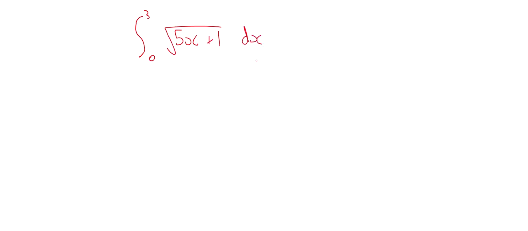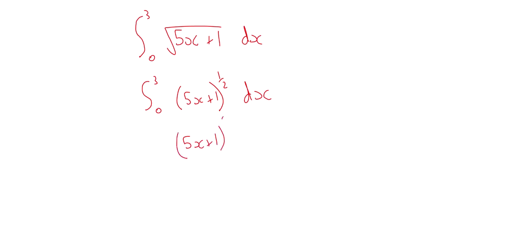So the first thing I'm going to do is rewrite this. So I want the integral between 3 and 0 of 5x plus 1 to the power of a half with respect to x. All right, so the first thing I'm going to do is do my integration. Okay, so let's think about what we need to do. We need to have 5x plus 1. We need to add 1 to the power. So we've got 3 over 2, and we need to divide by the new power, which is 3 over 2.